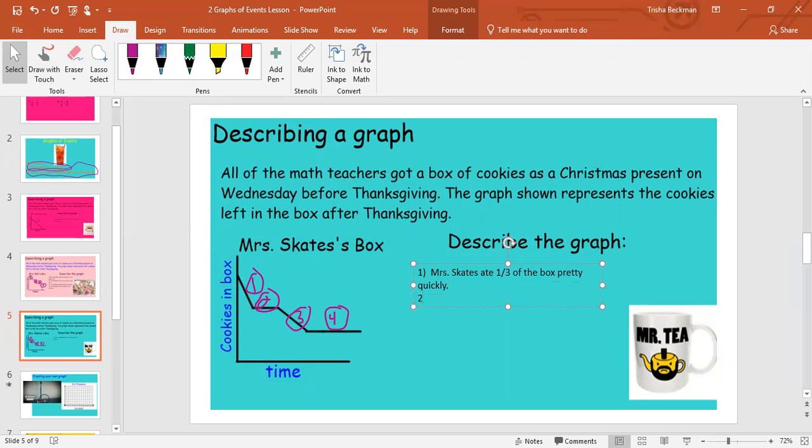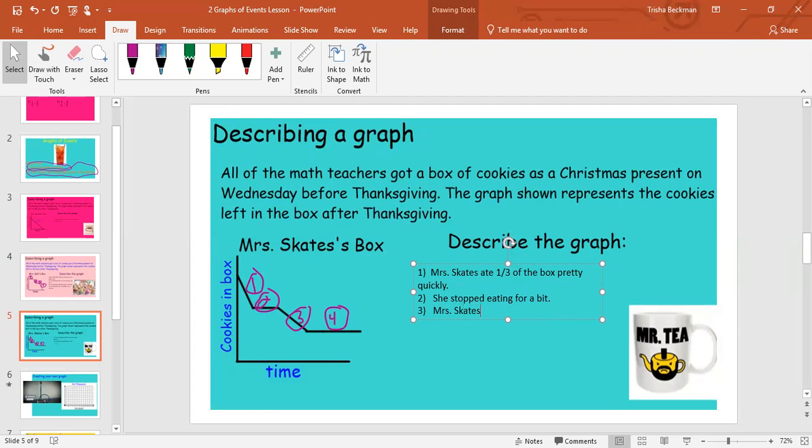All right, and then like Mrs. Ball, she stopped for a little bit because the amount of cookies remained the same. So she stopped eating for a bit. All right, number 3, looks like she ate some more cookies. How much? Maybe another third.